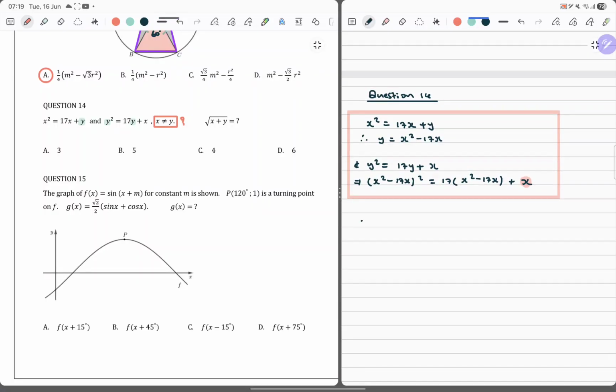Wow. Now let's say this is x squared is equal to 17x plus y, and we call this one equation 1. Now this one says y squared is going to be 17y plus x. That's equation 2. How about we say 1 minus 2? So this is going to be x squared equals 17x plus y.